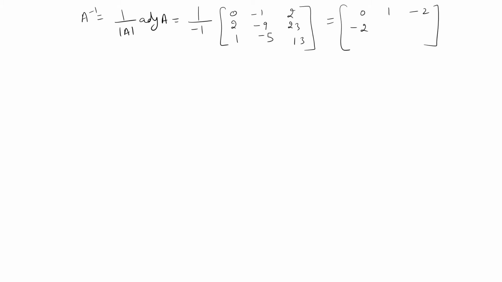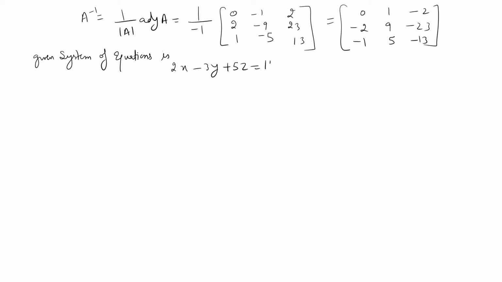So it is -2, 9, -23, -1, 5 and -13. Now let us come back to the system. Given the system of equations, let us write the equations. So it is 2x minus 3y plus 5z equal to 11, 3x plus 2y minus 4z equal to -5, and x plus y minus 2z is equal to -3, right?